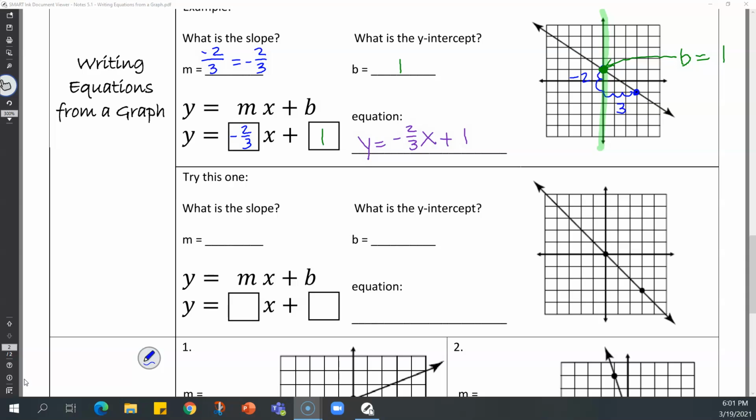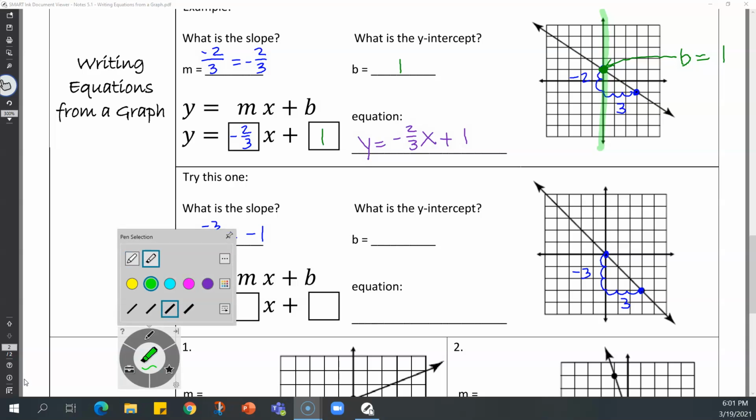All right, for our second example, I want to find the slope first, so here are my 2 points. I'm going to go 1, 2, 3 down for -3 as my rise. I'm going to go 1, 2, 3 to the right for a +3 as my run. -3 over +3 reduces to -1. And that gives me my slope.